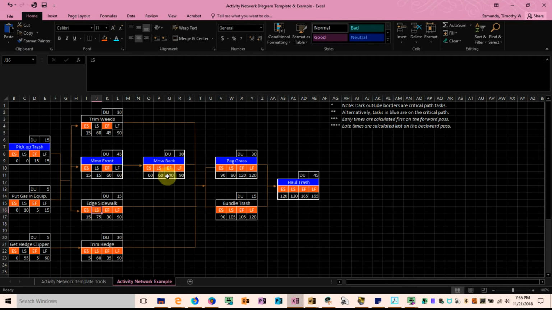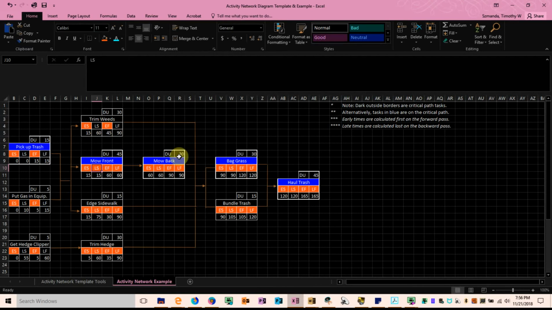Mowing the back does. So here we're going to look to the latest start time for mowing the back. And there's only one thing, there's nothing to compare it to here. So the latest start time for mowing the back has to correlate to the latest finish time of mowing the front, which is 60. So no calculation there needed. And then the latest start for mowing the front will be the 60 minutes latest finish minus the 45 duration for mowing the front. That means our latest start would have to be at 15 minutes. 60 minus 45.